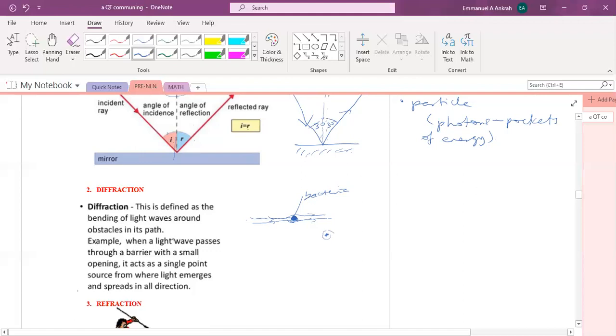Another example is when a light wave passes through a barrier with a small opening, it acts as a single point source from where light emerges and spreads in all directions. So if there's a small opening and light passes through it, it has to be tiny. It ends up a little bending, like the edges here. That's the diffraction of light, a little bend.